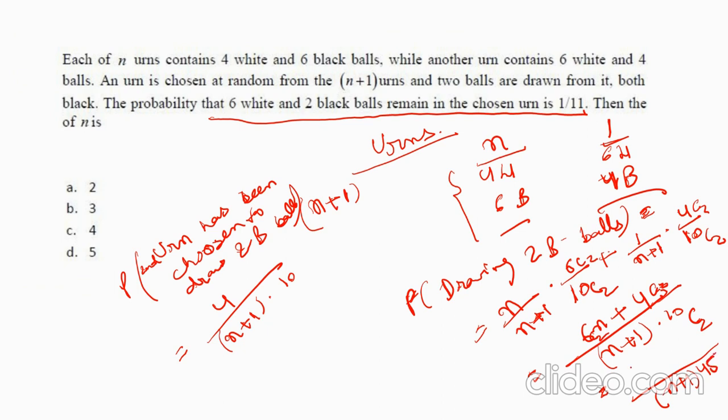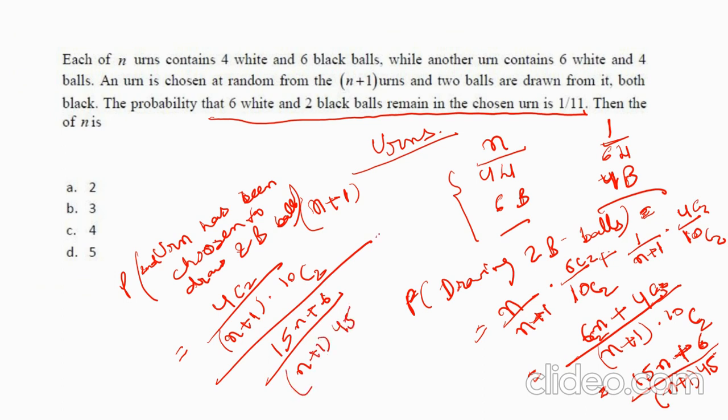And this will be 6 C2, which is 6 times 5 by 2, that is 15, plus 4 C2, which is 4 times 3 by 2, that is 6. So it will be 4 C2 divided by 10 C2, whole divided by 15n plus 6 divided by n plus 1 times 45, and this is given here as 1 upon 11. So this will cancel out. What we will remain with is 6 upon 15n plus 6 is equal to 1 upon 11.